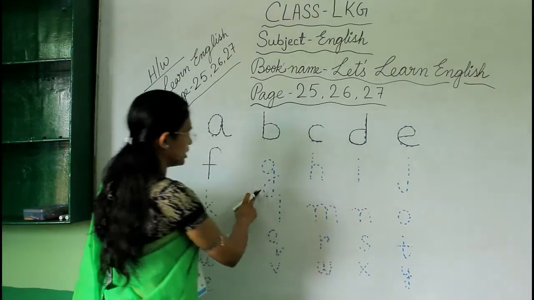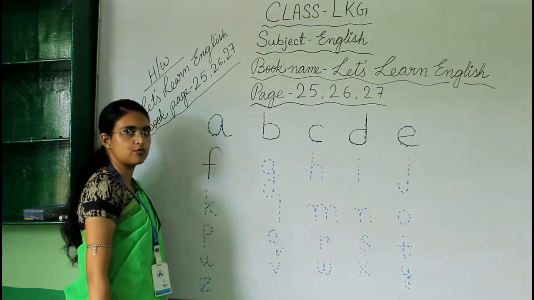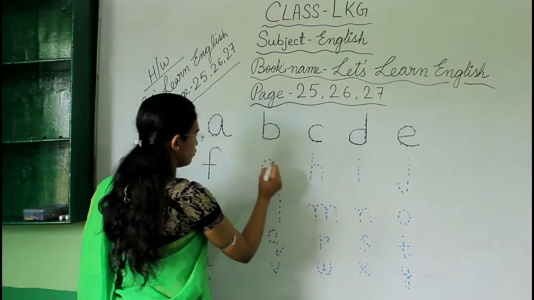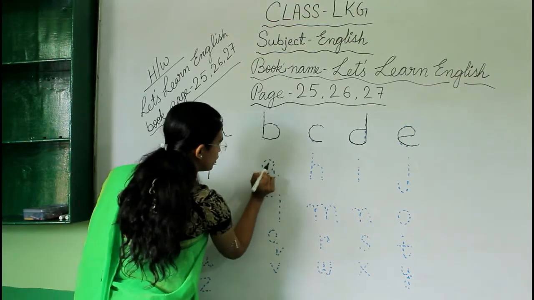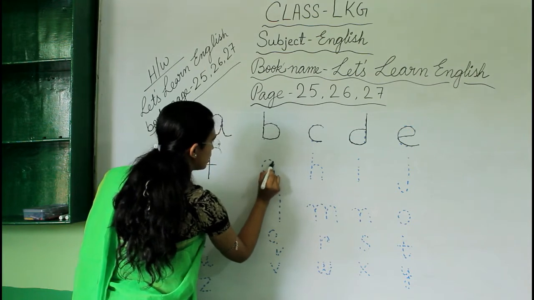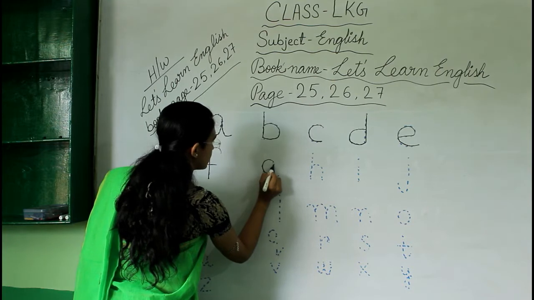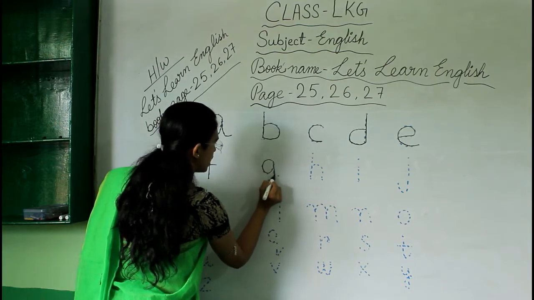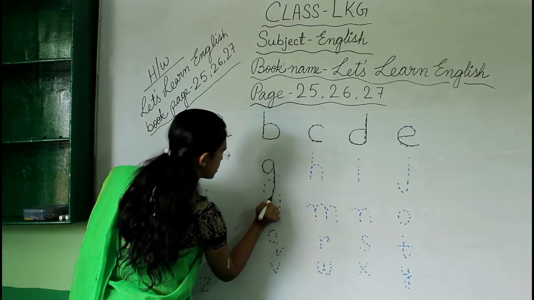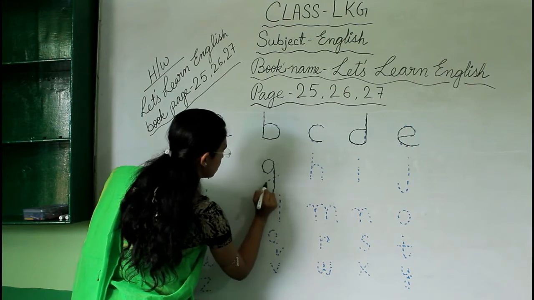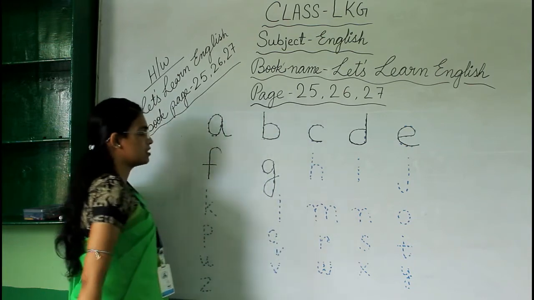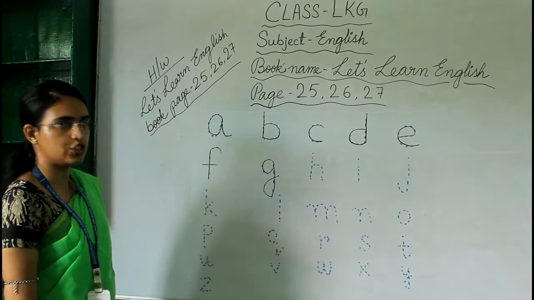Then which letter is this? Yes, this is small letter G. For G, what we have to do first? We have to start from here. First we have to draw a curved line like this. Then we have to draw a straight line like this. Then again we have to draw a curved line like this. This is small letter G.